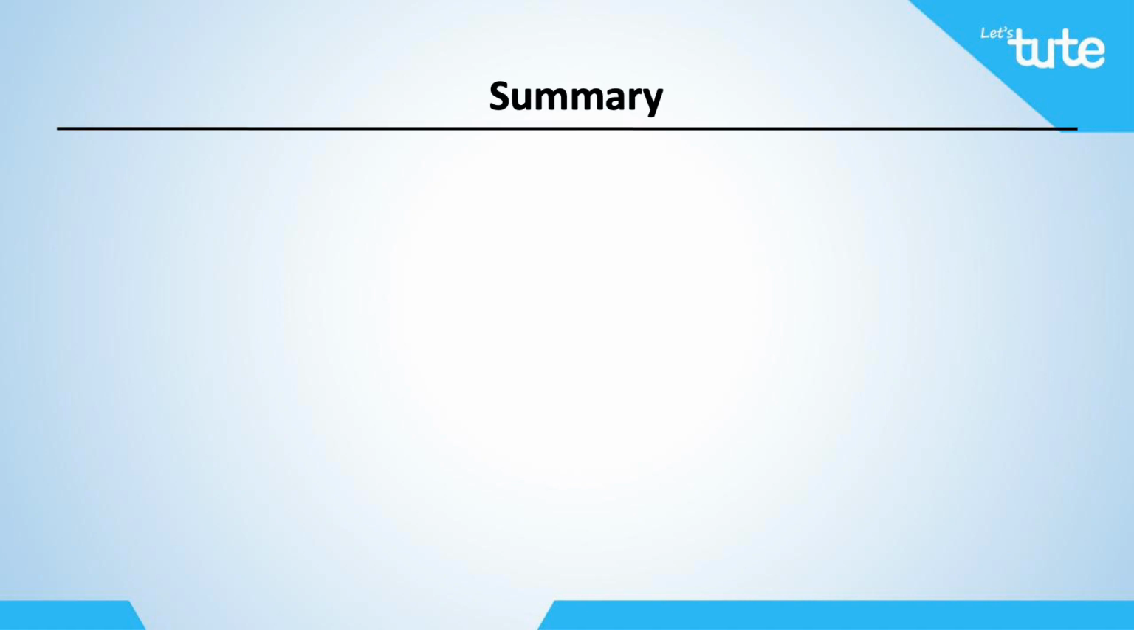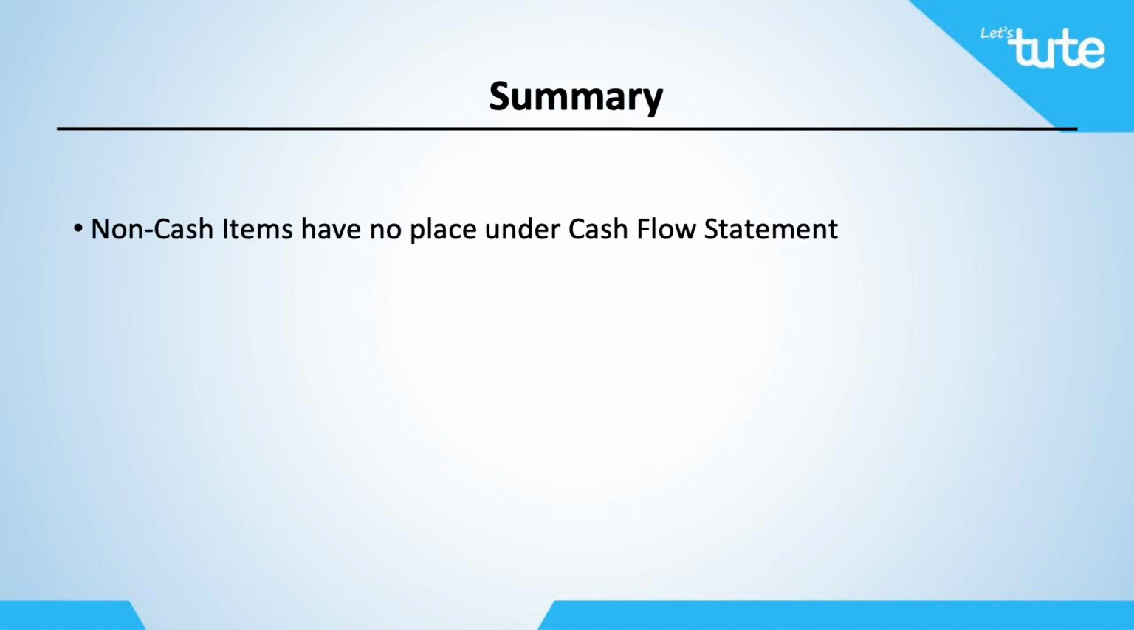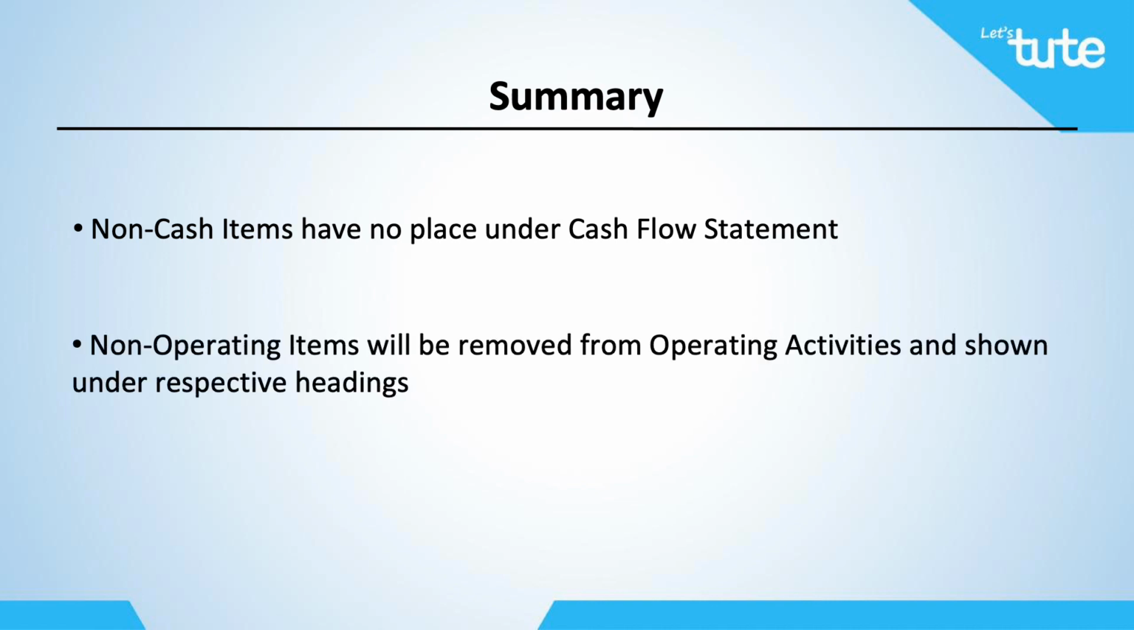So, summarizing this, we can even say that non-cash items have no place under the cash flow statement, and non-operating items will be removed from operating activities and shown under their respective headings. In other words, in investing or financing activity headings. So friends, we hope that you all must have gained good clarity about this topic by now.